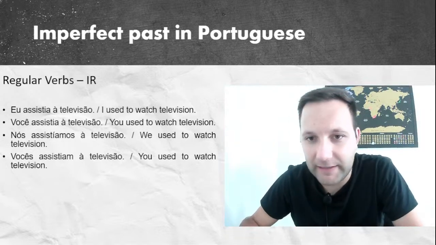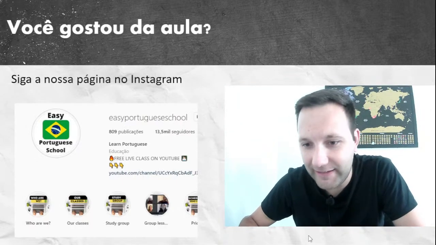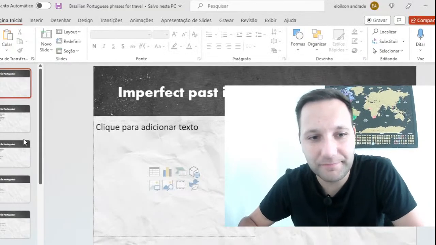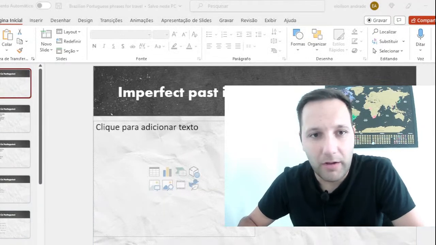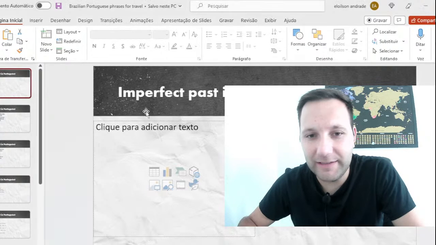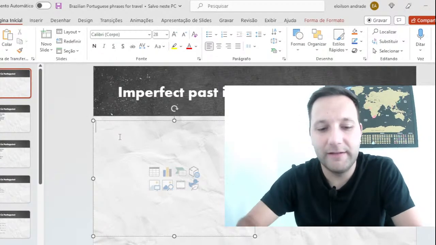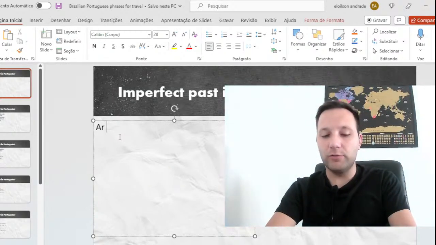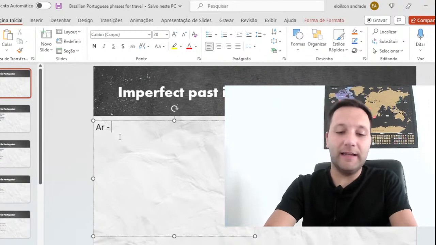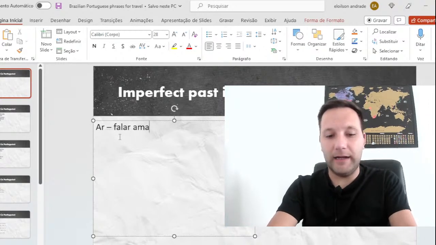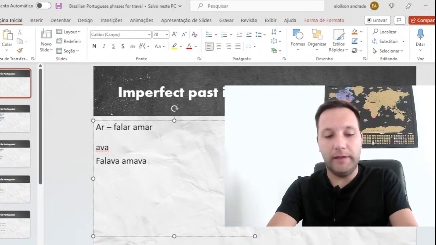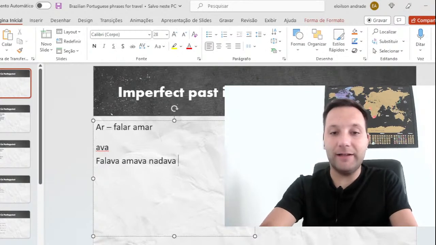Let me see if I can write here on the slides. Yes, I can. I will do it live, okay? If you are watching now, I'm preparing it at the same moment. So, what is the idea? Take a note, okay? Take a pen and a piece of paper, a notebook. Verbs that end in ar, like falar, amar, we add this ava. Falava, amava. Another, nadava, for example.